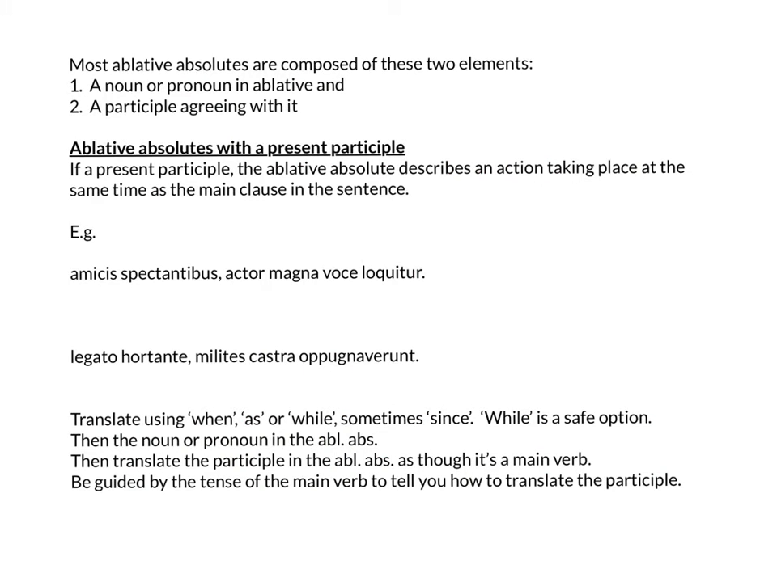So what we're going to do now is to translate some ablative absolutes which use present participles. And I've got two examples here for you. Here's the first one. Amicis spectantibus, actor magna voce loquitur. Now the first thing we're going to do is put down the word when. Now I could put down while, which is always a safe option when the present participle is used, but when is a safe option in fact for any ablative absolute. So when or while, but when I'm putting down here.